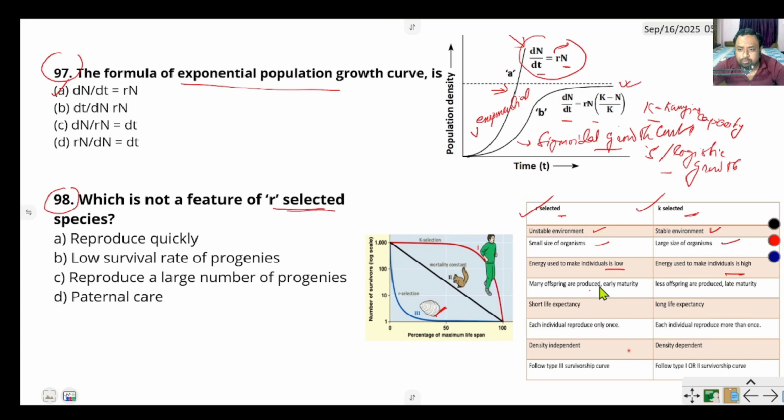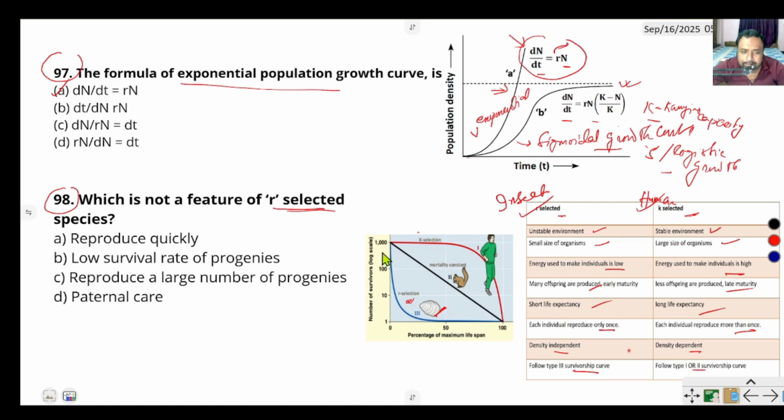In R-selected species many offspring are produced with early maturity; in K-selected species fewer offspring are produced with delayed maturity. Short life expectancy and long life expectancy. Examples are insects and humans. Each individual reproduces only once, but K-selected species reproduce more than once. Density independent and density dependent. R-selected follow type 3 survivorship curve, K-selected follow type 1 or type 2.